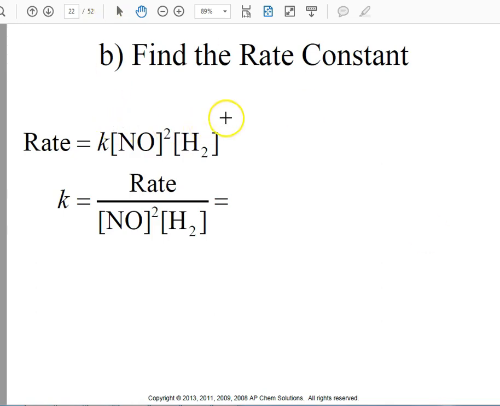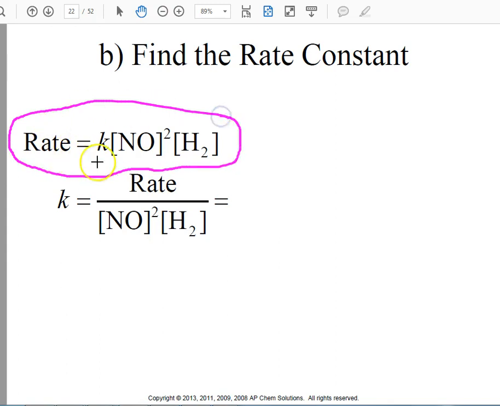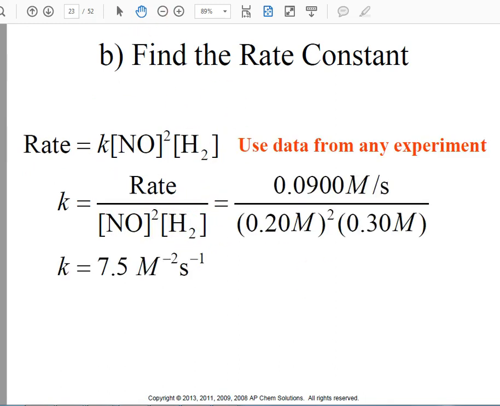your rate law, which says rate equals k [NO]² [H2]. We figured this out earlier. And you just simply rearrange it to solve for k. So that means dividing by your reactants and their orders. So we have k equals the rate divided by [NO]² and [H2] to the first. And all you have to do is use the data from any experiment and plug it in.